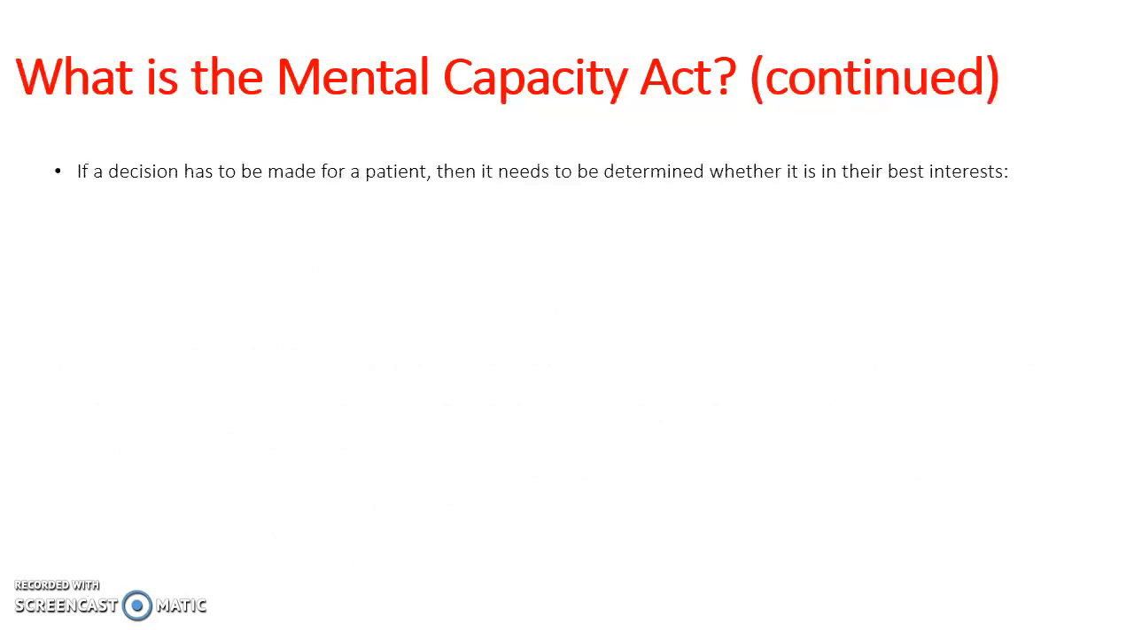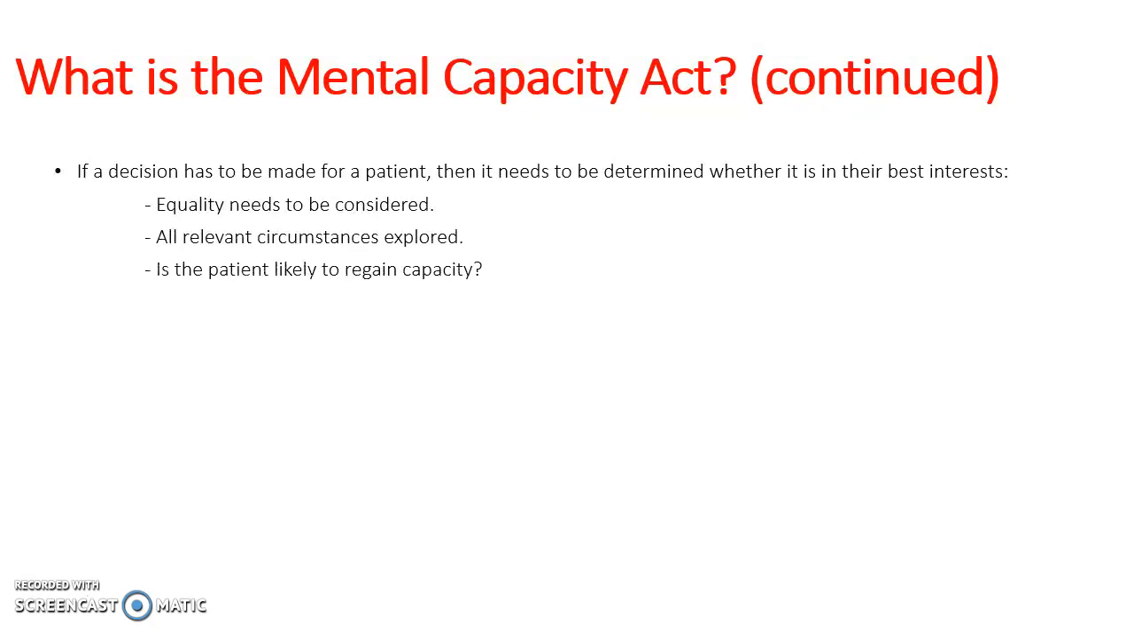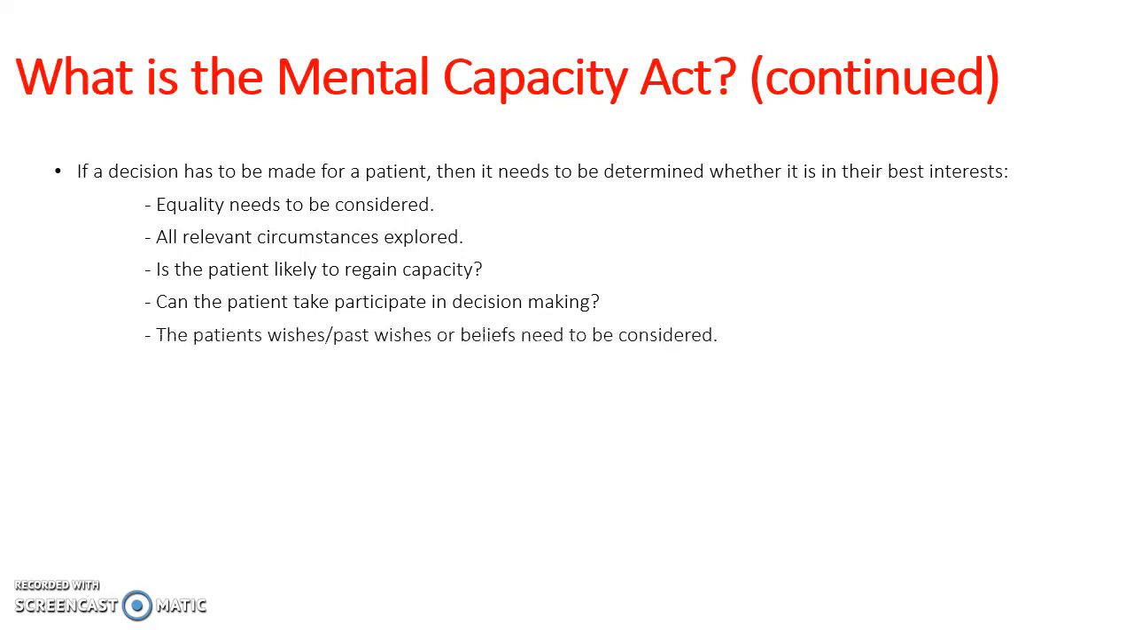So, if a decision has to be made for a patient, then it needs to be determined whether it is in their best interests. These are the things that need to be considered: equality, all relevant circumstances explored, is the patient likely to regain capacity? If this is likely, then certain decisions are unlikely to be made, as this will affect them for the rest of their lives. Can the patient take part in decision making? Some patients, although they lack capacity, can still help in making those decisions, so it's important to get them involved. The patient's wishes or past beliefs need to be considered also.